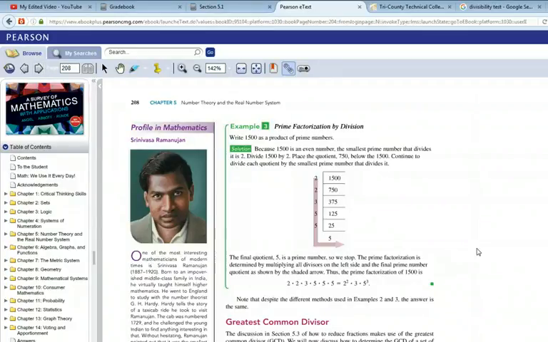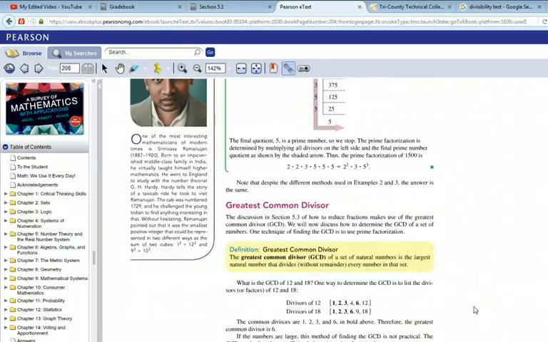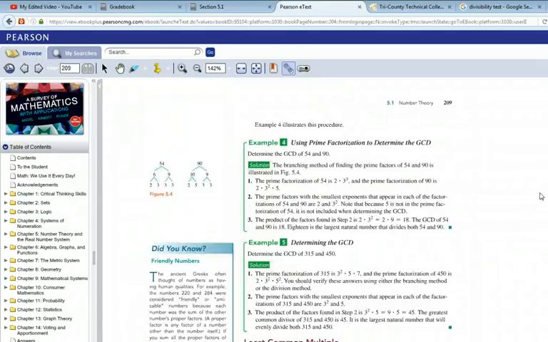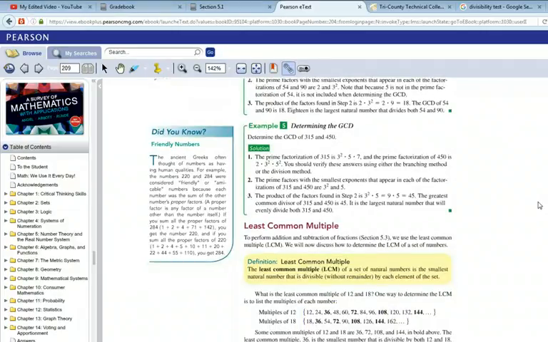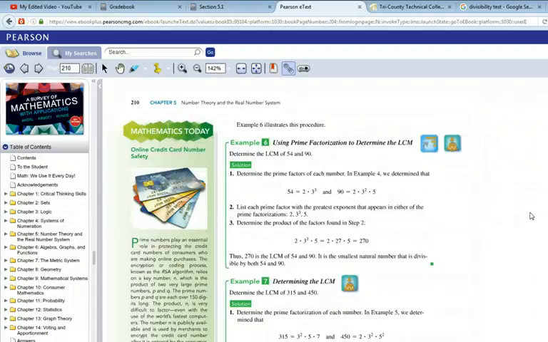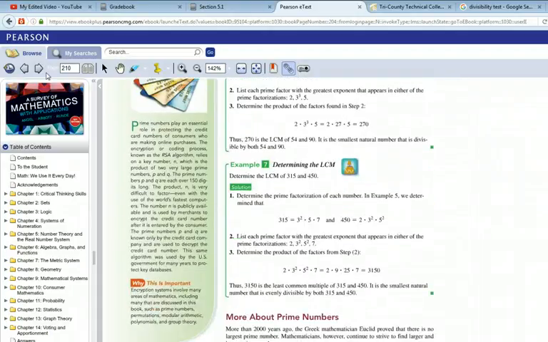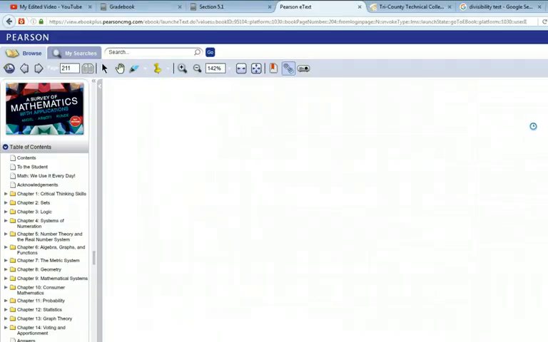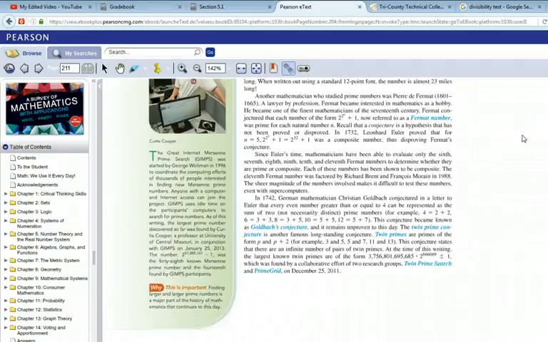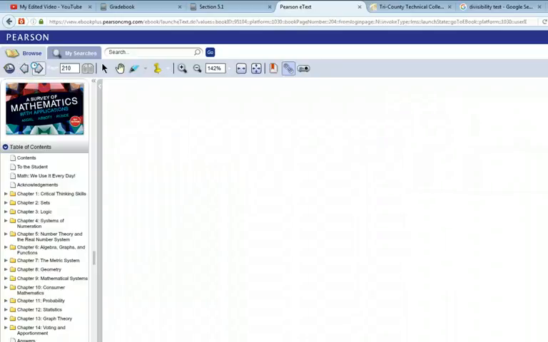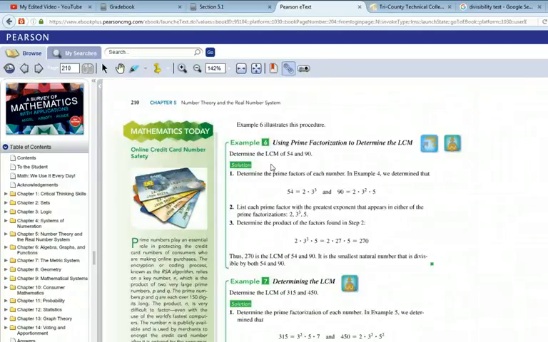There's the greatest common divisor right there. But they don't, let's see, determine, blah, blah, blah. I need to see a problem. I don't need to see that because they confuse me. There we go. That's not what I want. Bear with me. Okay, they don't give us anything else. Okay, find the least common multiple. Least common multiple is 270.